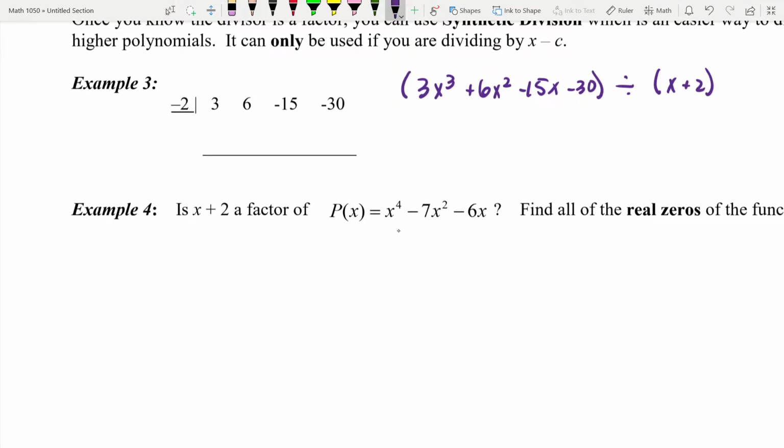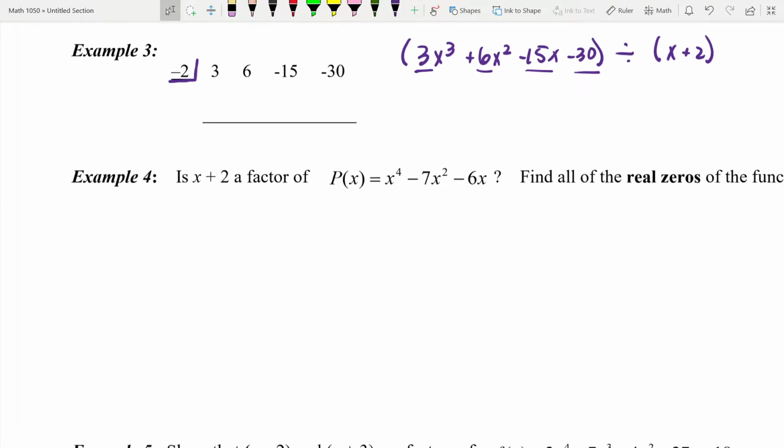Set it equal to 0, you get x equals negative 2. That's the number that goes right there. That's where that came from, okay? Look at the first thing that's in the parentheses. I have a 3, a 2, a 1, and a constant, so I'm not missing anything. Now I'm going to write down the coefficients. So I write down the 3, and then the 6, and then the negative 15, and the negative 30. So that's the setup, okay?